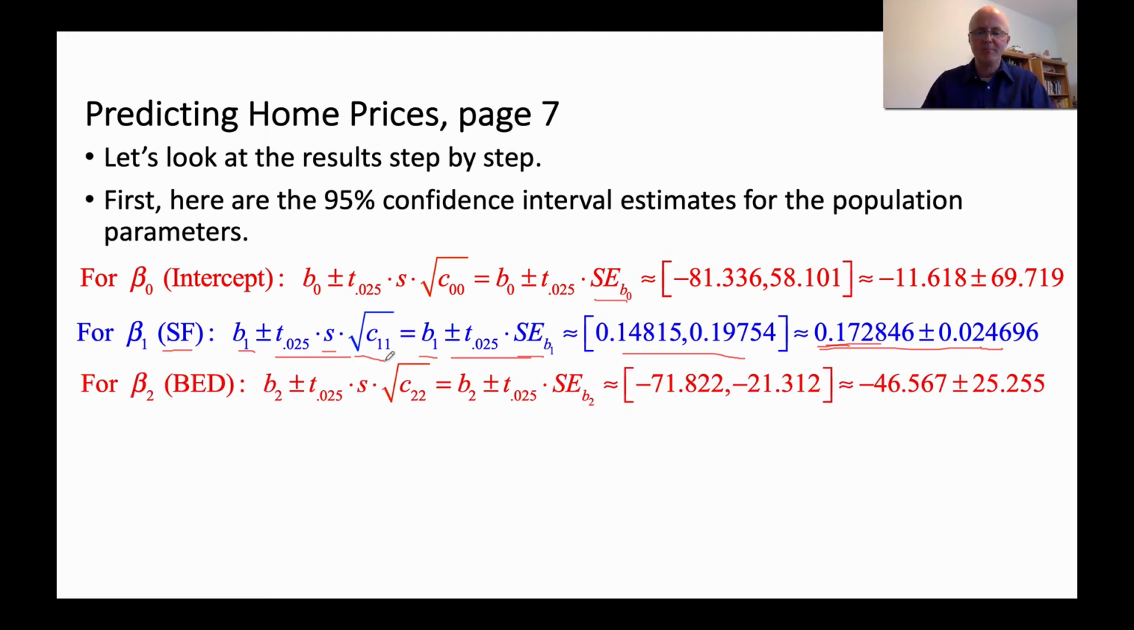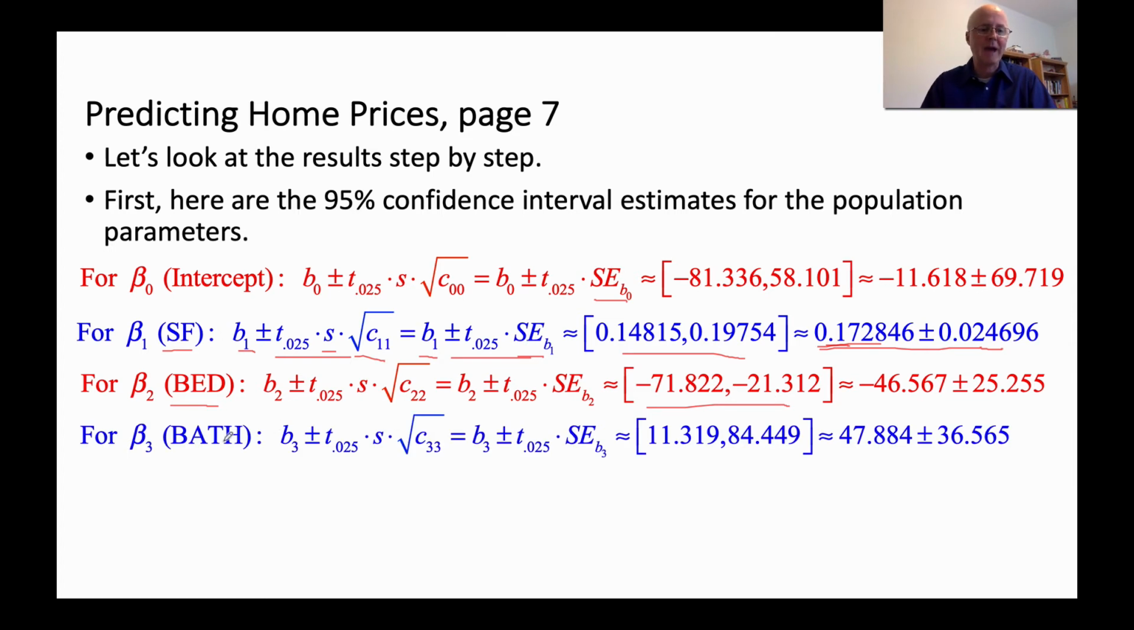Beta 2, the coefficient of bed, is the rate of change of the asking price with respect to the number of bedrooms. The spreadsheet output and the other stuff is very similar. Beta 3 is for the number of bathrooms, including if you add in a half bath. And this is the answer.